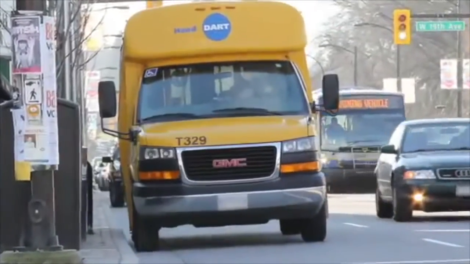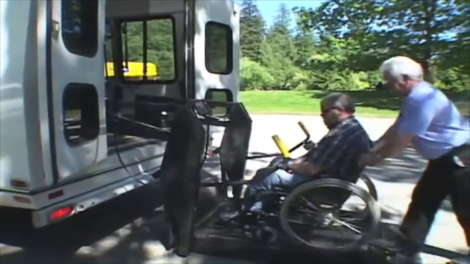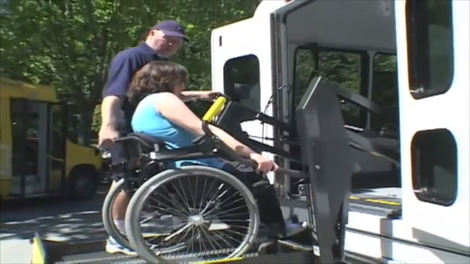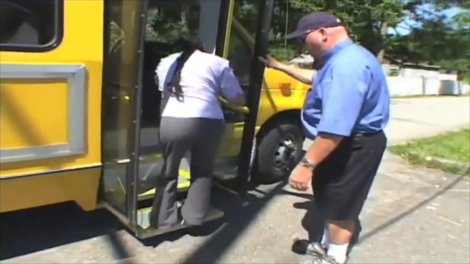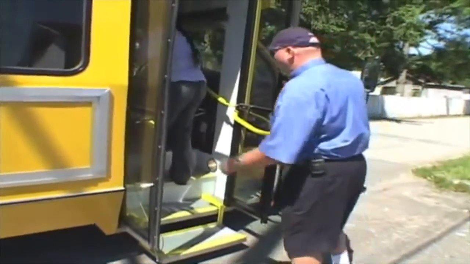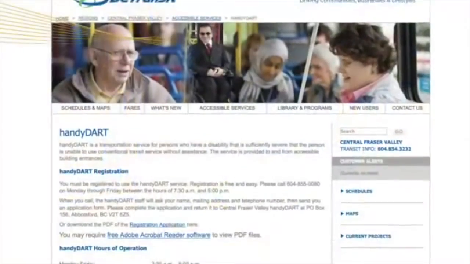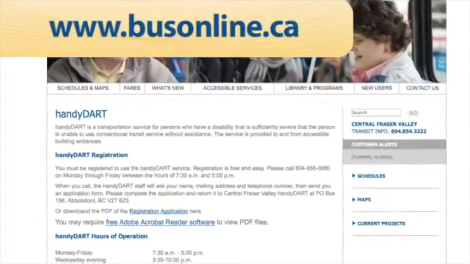If you or someone in your family has a medical disability, there may be a handy dart service in your community. This transportation is for people with a disability who are unable to use conventional transit. You'll need to register first, then you can make reservations in advance for door-to-door travel for a small fee. See their website for further information.